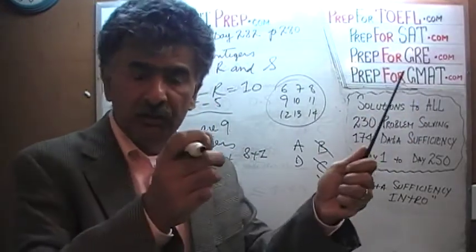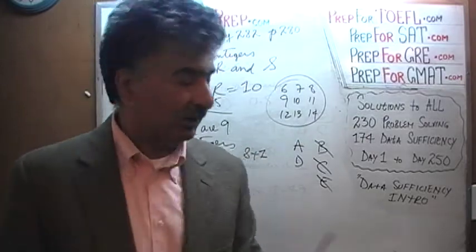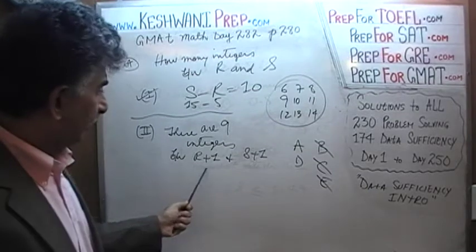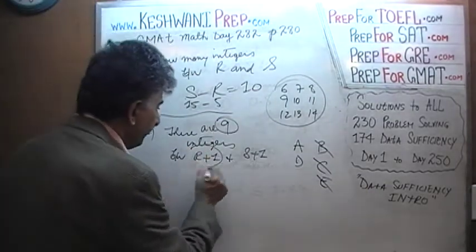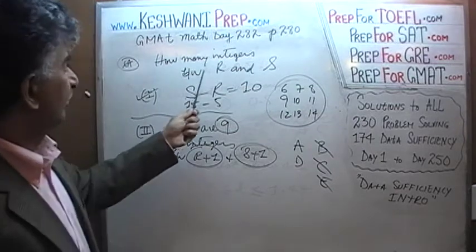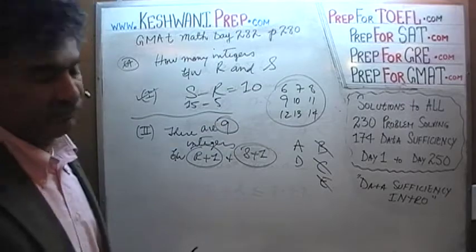Instead of starting with r, we're starting with r plus 1, and instead of ending at s, we're ending at s plus 1. It's the same series. It's been shifted 1 unit to the right. That's all it is. If we know that there are 9 integers between r plus 1 and s plus 1, then there would have to be 9 integers between r and s. The second statement by itself also does the job quite nicely.